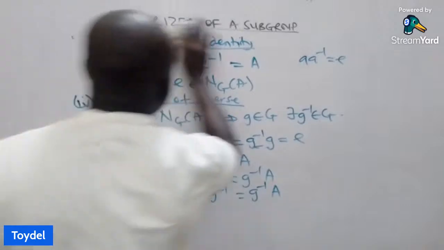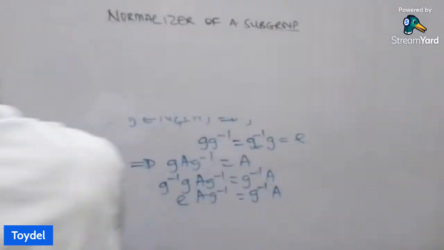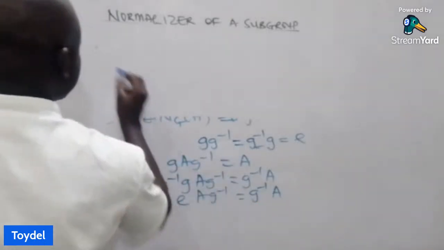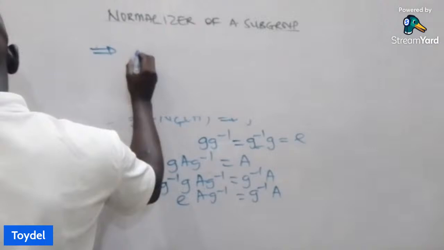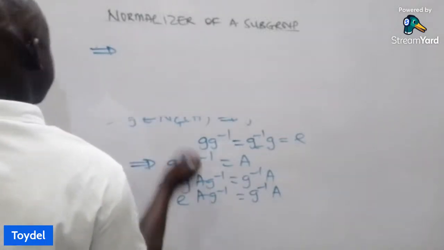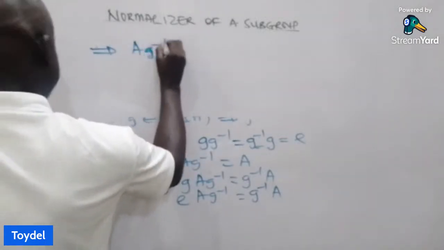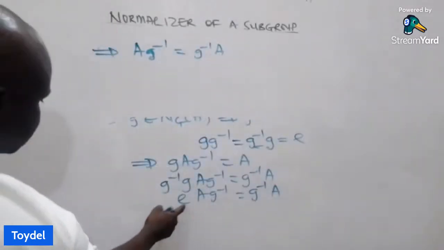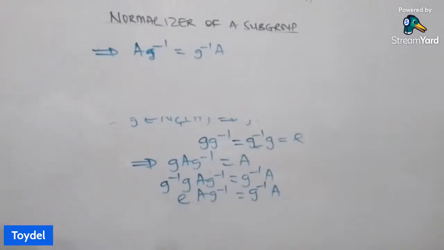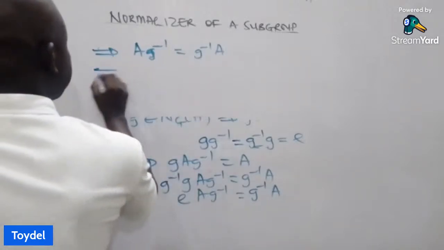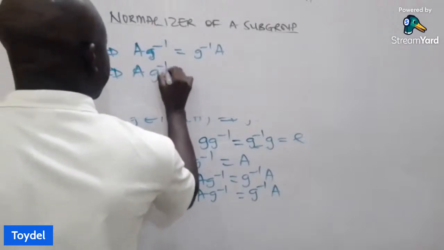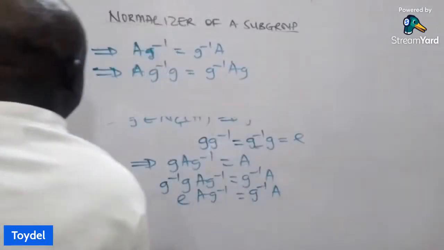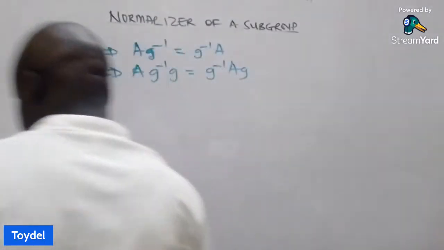Then from there, if we now multiply through, this implies that A G inverse is equal to G inverse A. From here, this is a neutral element. So A G G inverse is equal to this. Then this implies that we can have A G inverse G equal to G inverse A G. We are just trying to rewrite everything.